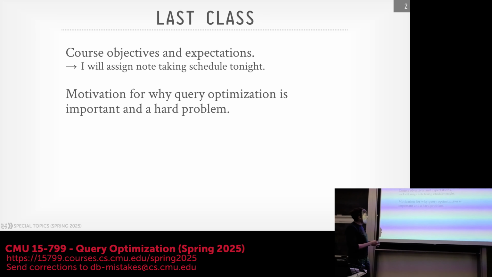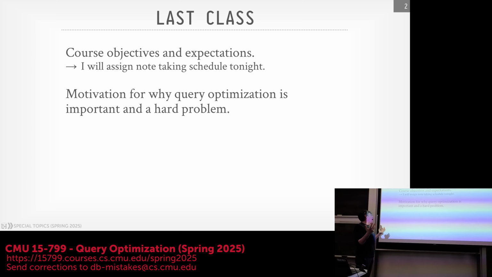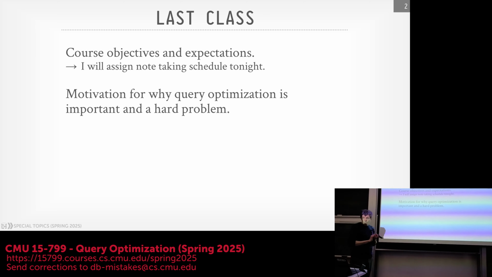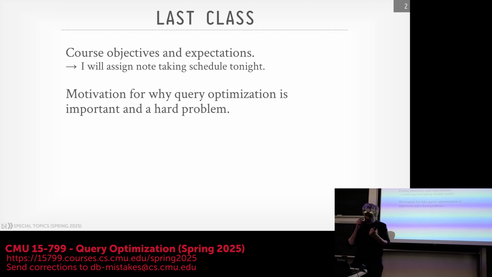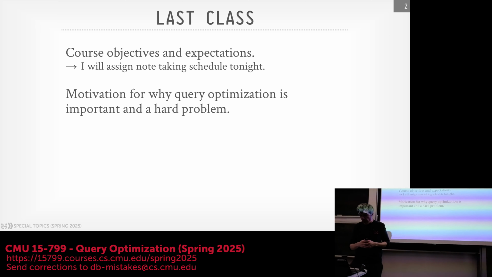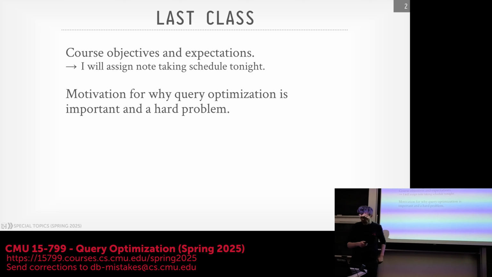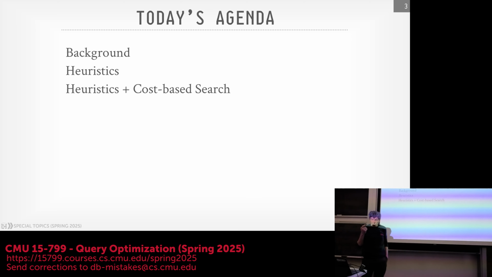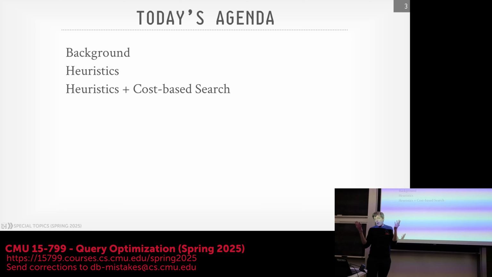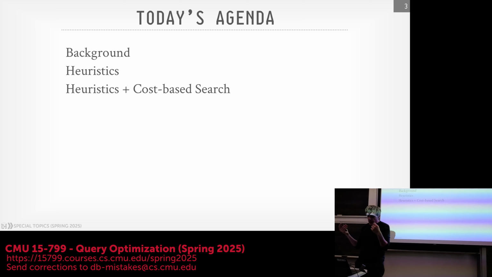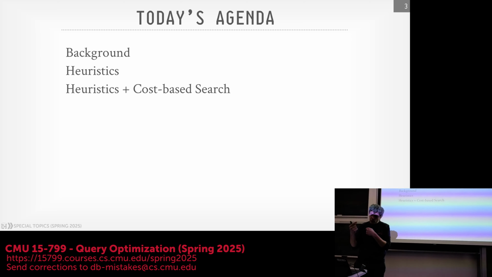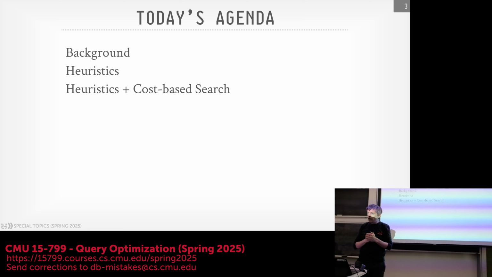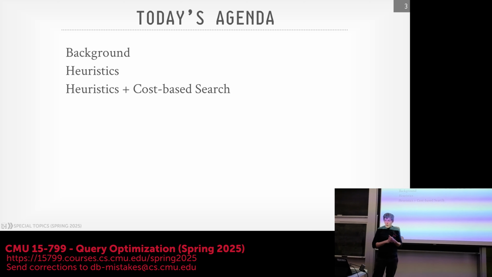Last class we talked about course objectives and expectations, and then we spent time talking, briefly, about why query optimization is an important and hard problem. Today's class and going forward is really about how you actually build the optimizers to solve it. We're first going to talk about the high-level background of what was going on in the 1970s, other than cocaine, in databases that led to having to build something like what they did in the System R paper.